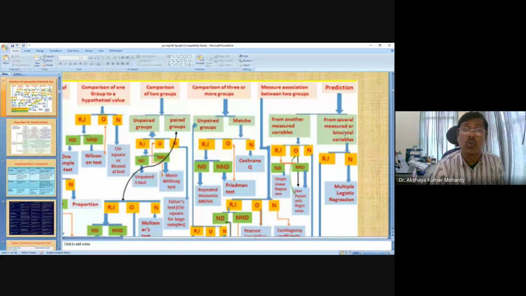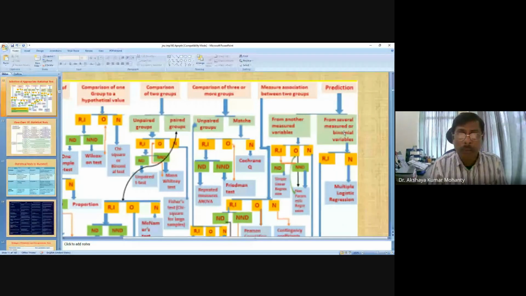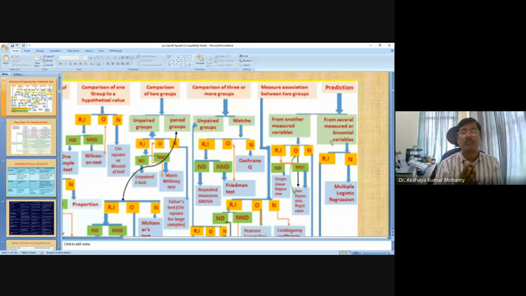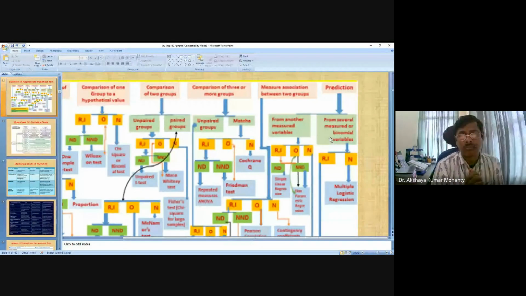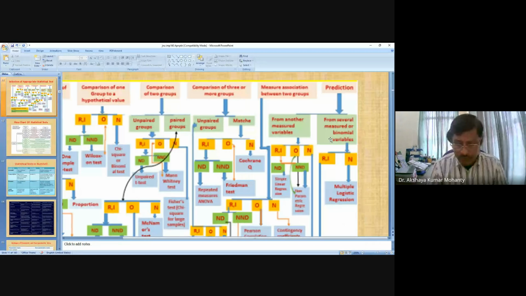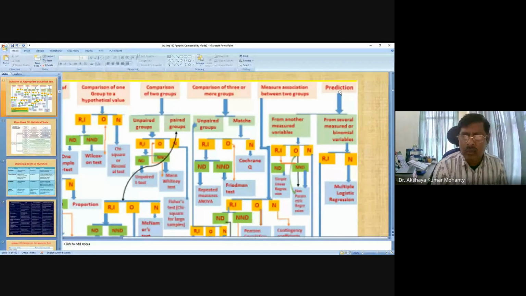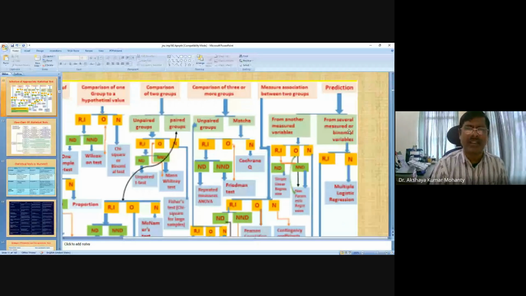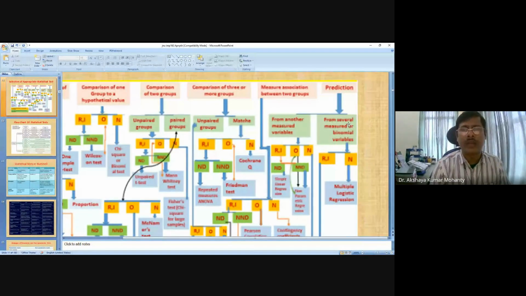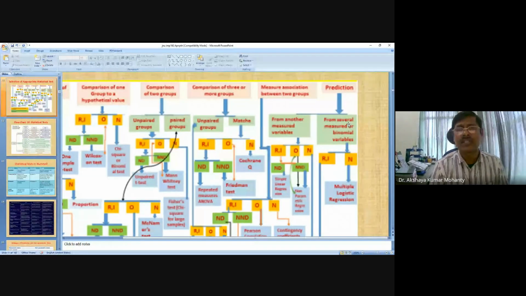So now this has two dimensions: from other measured variables, and from several measured or binomial variables. Two options are there to do the prediction. One is from other measured variables. Either you can get some sort of prediction from those, or several measures are there, or some binomial variables are there. Binomial variable means dichotomy variable. Yes or no, right or wrong, that is binary, isn't it? So either this or this.